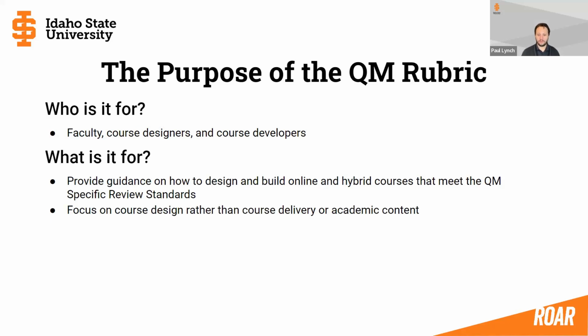What is it for? The Quality Matters rubric is designed to provide a structured framework, placing emphasis on the importance of course design for creating high-quality online and hybrid courses. It aims to ensure that courses meet the Quality Matters specific review standards, which are research-supported and best practice-based guidelines for effective online education.